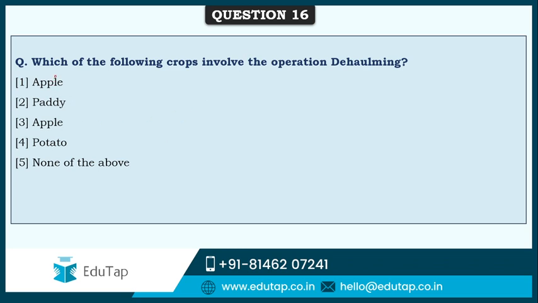Next, which of the following crops involve the operation dehaulming? Okay, Shubham Dandale is saying potato, Shubham Kale is saying paddy. Okay, Rahul potato again, Amarjot potato. Yes, the correct answer is potato.